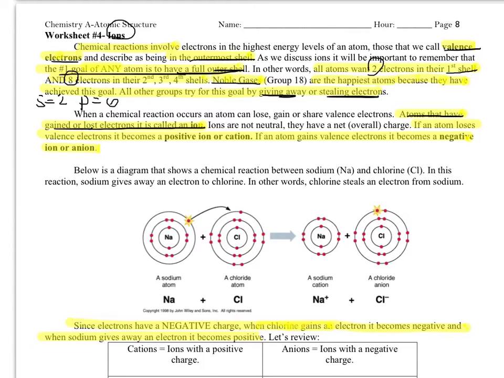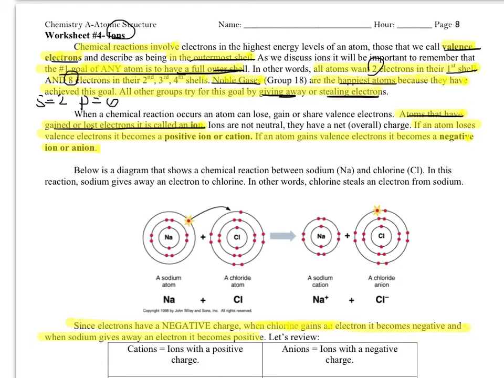Noble gases are what I will refer to as really happy atoms, and that's because they have achieved the goal of putting 8 electrons in their outermost shell. If you look at the electron configuration of any noble gas, its highest level s and p orbitals are completely filled. Noble gases are kind of like the snobby rich kids on the playground.